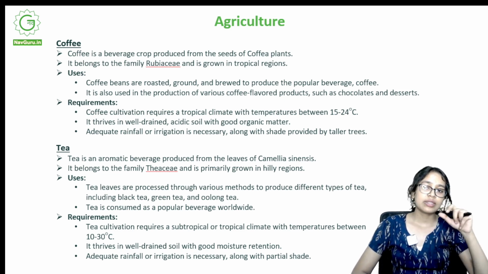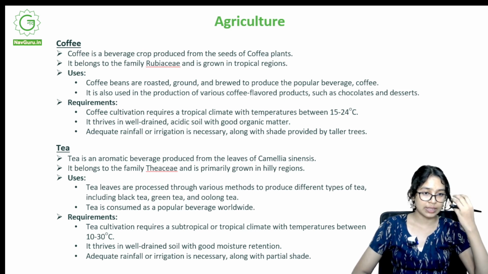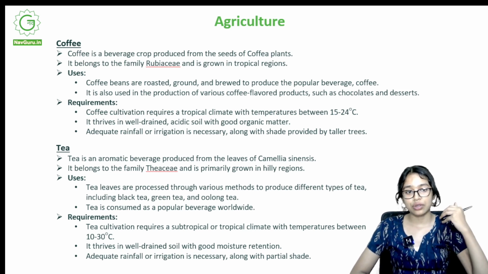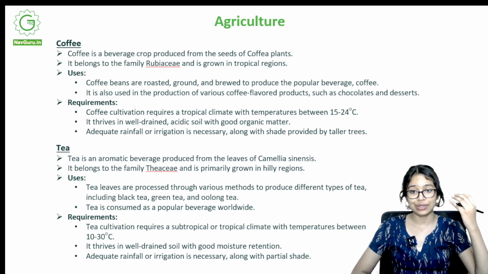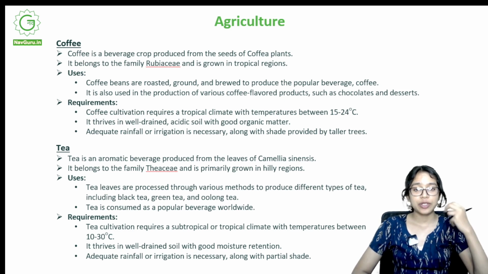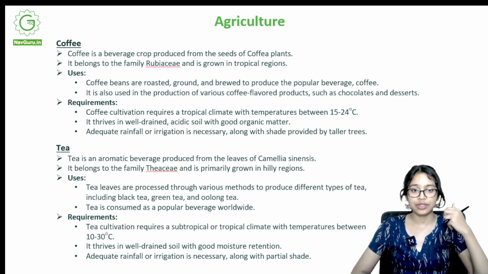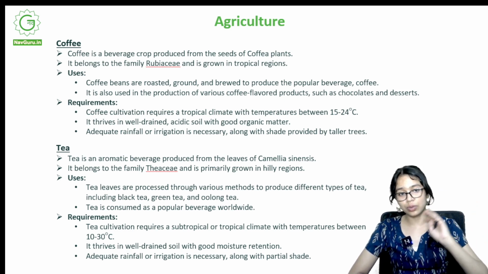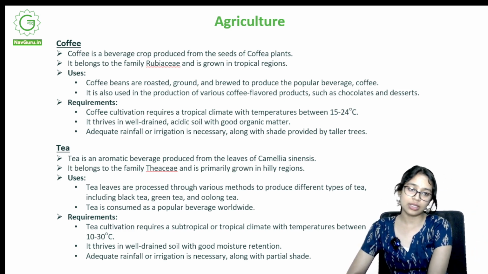So tea is an aromatic. Aromatic means that it has an aroma, an odor, a smell. It belongs to family Theaceae and is primarily grown in hilly regions. So tea is grown in hilly regions. Uses: tea leaves are processed through various methods to produce different types of tea, including black tea, green tea, and oolong tea.